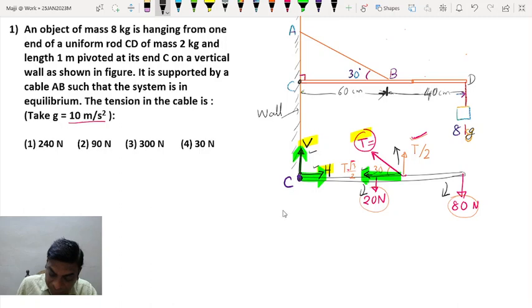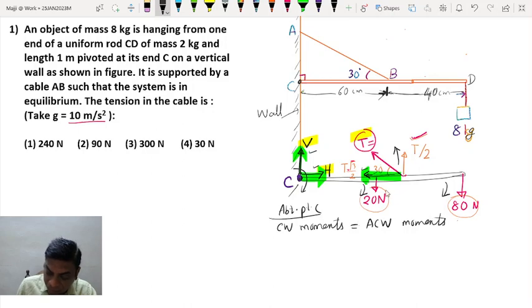So about point C, clockwise moments must be equal to anti-clockwise moments.